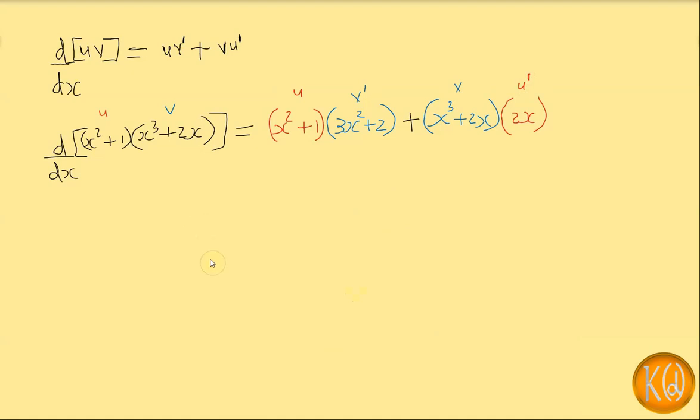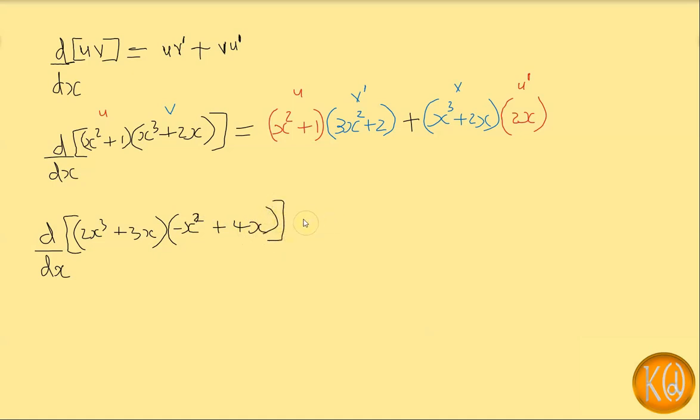so that's our first problem. We could do another problem here, d dx of 2x cubed plus 3x, and the other term is negative x squared plus 4x.